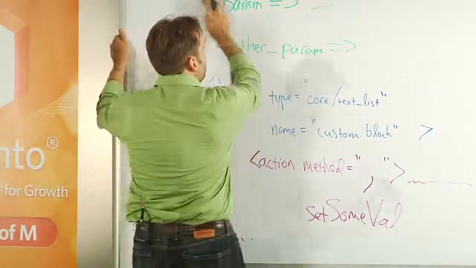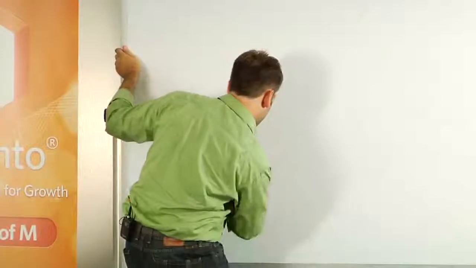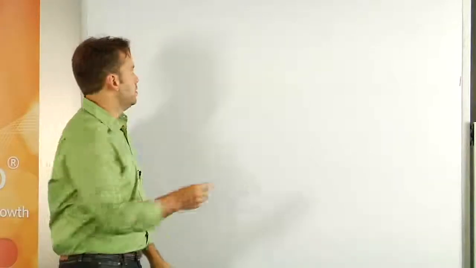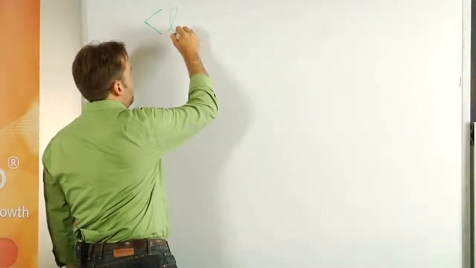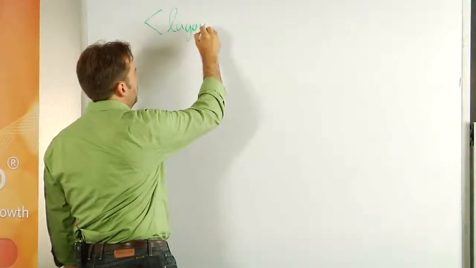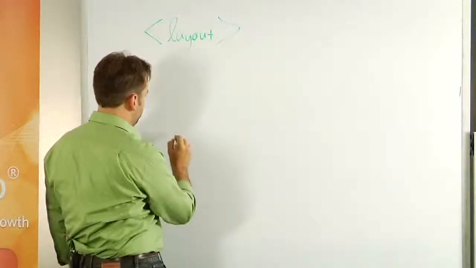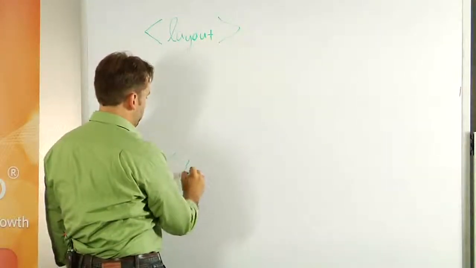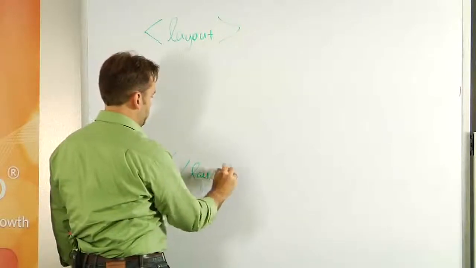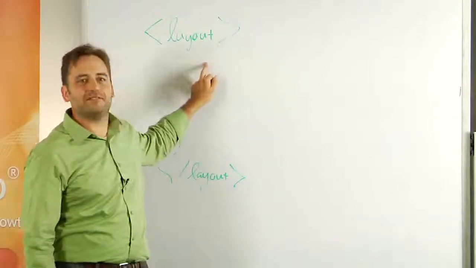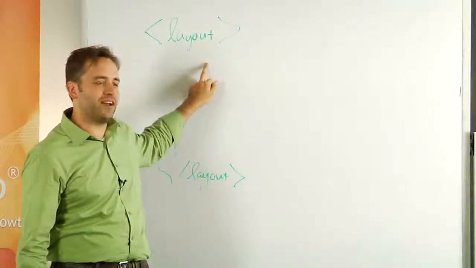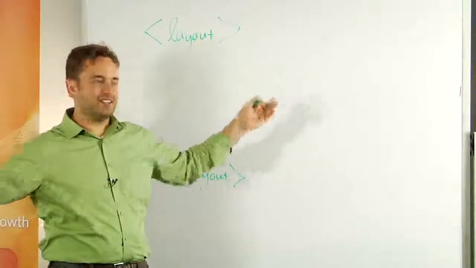Okay. So if you want to, open up one of the layout XML files and look in it, feel free. I will explain to you what layout update handles are. In your layout XML files, that root node is layout. Any node directly under layout is a layout handle, a layout update handle. That's all there is.